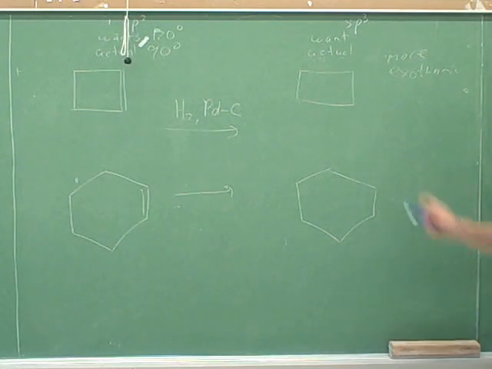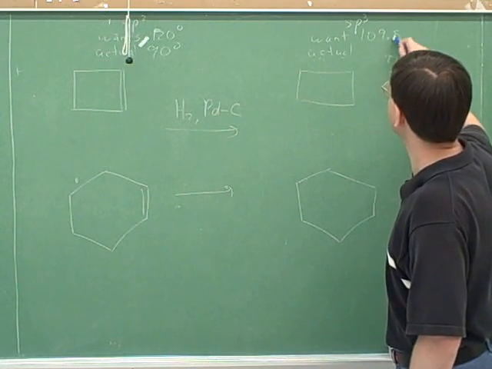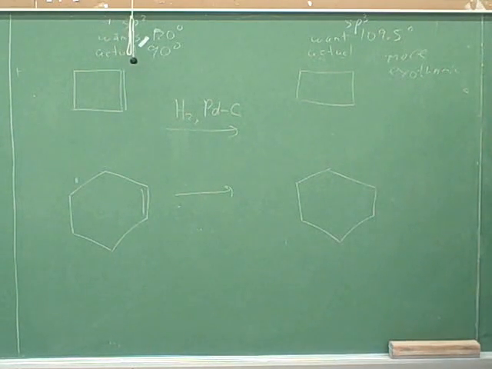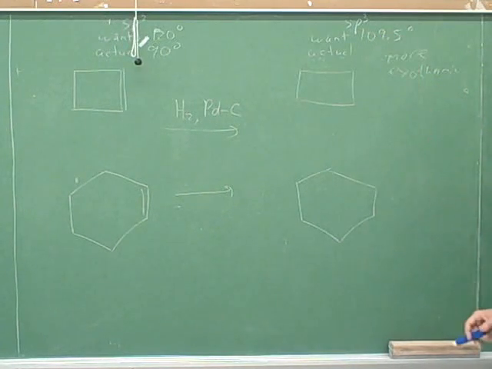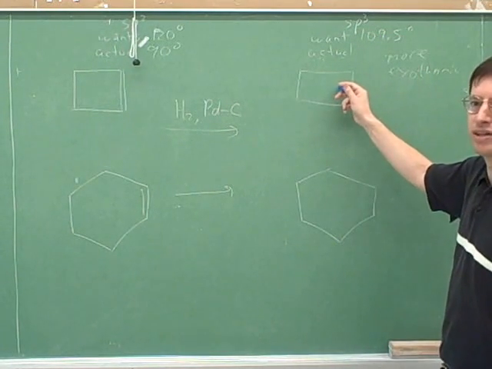What does an sp3 want to have as its bond angle? 109.5. You have to just memorize that. You can't figure that out unless you're really good at geometry. So we just have to memorize that tetrahedral means 109.5. And what's the actual bond angle? 90.